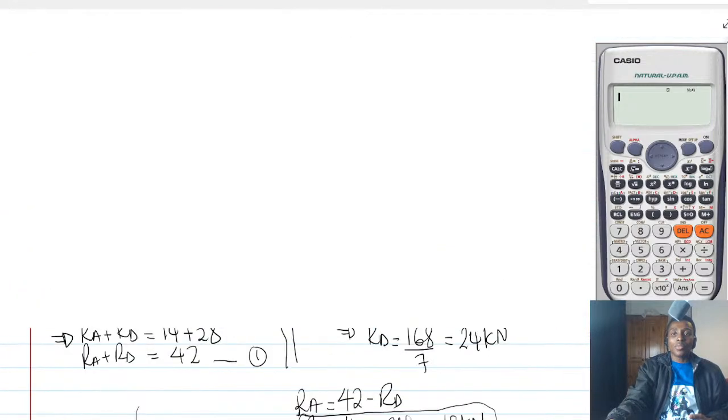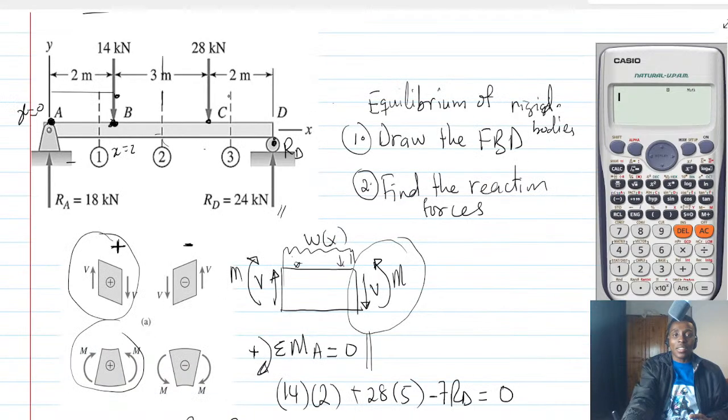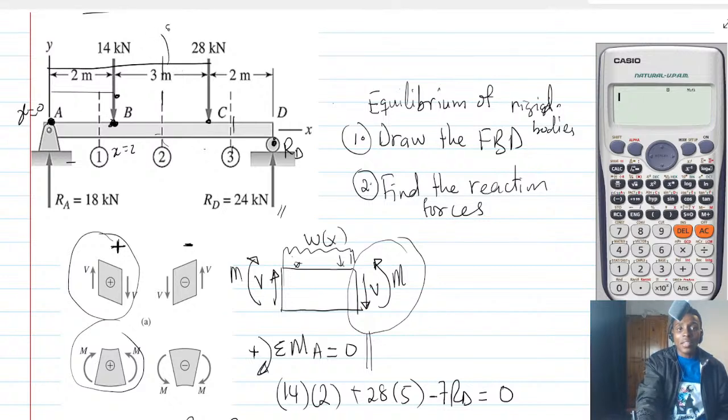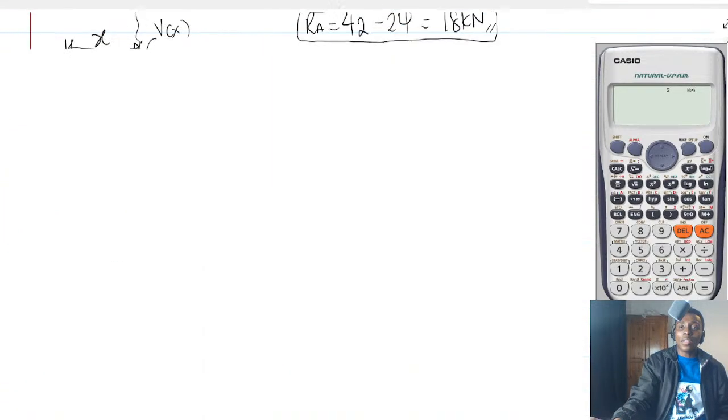Now the last one. So the last one is this section, the one that is at 3. Which is what? It's between 5 and 7. Don't forget that the distance from here all the way here is 5, and then all the way, if you add 2 to it, is 7. So if I take a cut in this section, then it's going to be 5, 7, right?